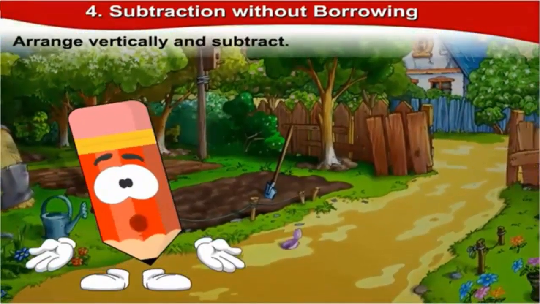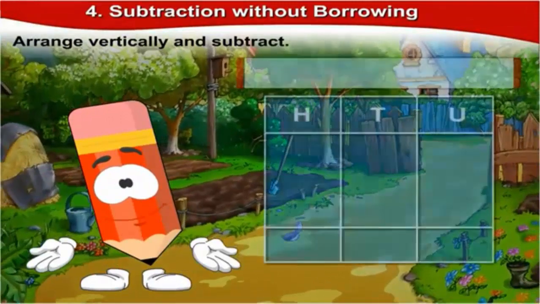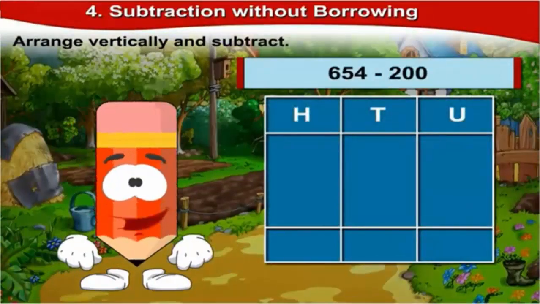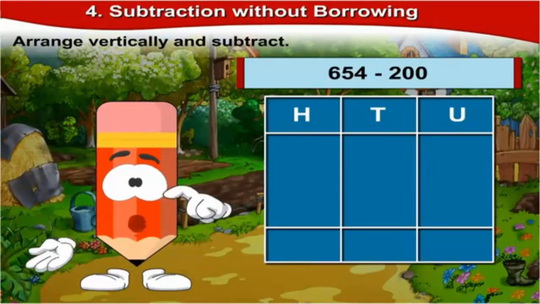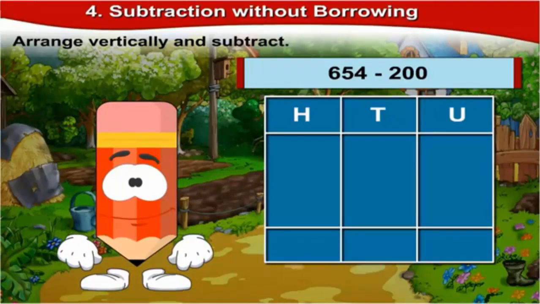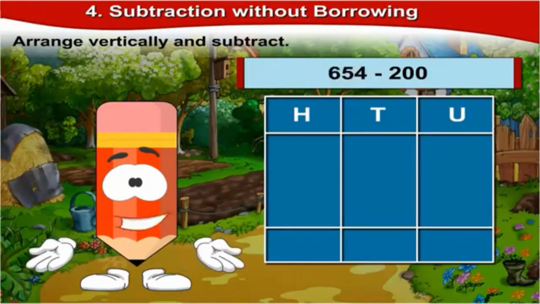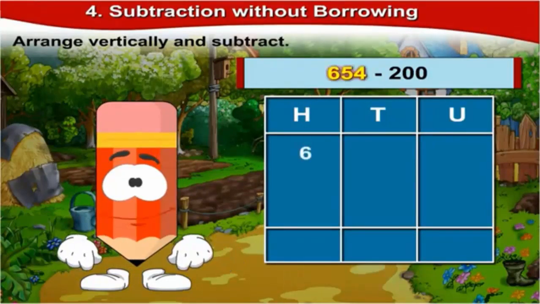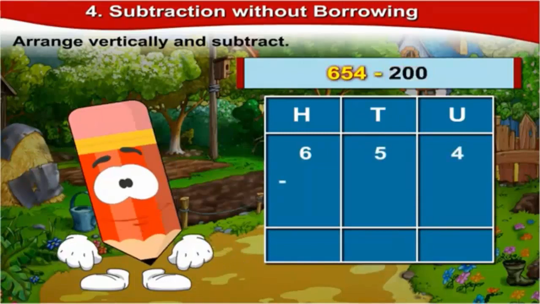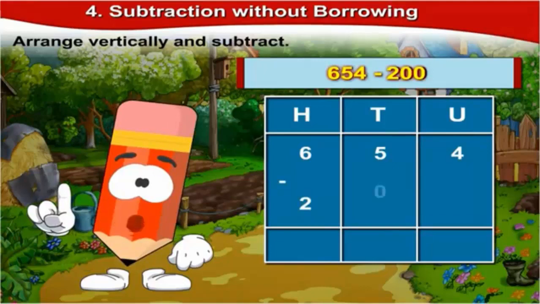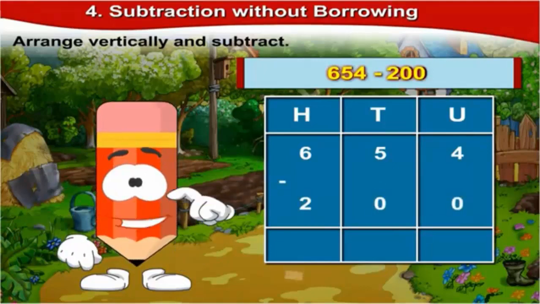Arrange vertically and subtract. 654 minus 200. First we'll arrange them vertically, writing HTU. Now 654 would be 6 hundreds, 5 tens, 4 units, minus 200 is 2 hundreds, 0 tens, 0 units.